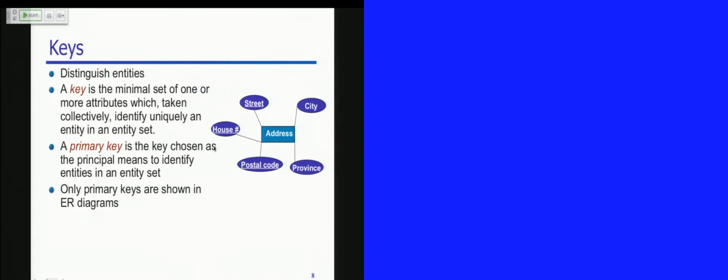So a key is going to be a minimal set. Let's take an address for an example. For an address to be unique, if you take the street, the house number, and the postal code, I can uniquely find any address that I want. So based on these three, I can infer what the city is, and I can infer what the province is. And it's minimal because I can't really take one of these out and still have the key. For example, if I take out the postal code, then just having street and house number by itself is not good enough for me to uniquely identify all of my addresses. Any questions?